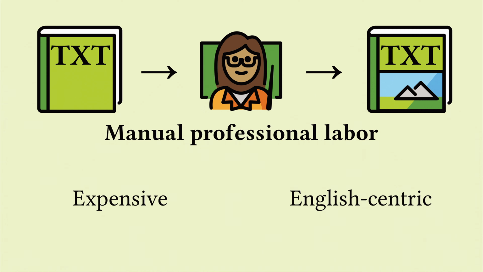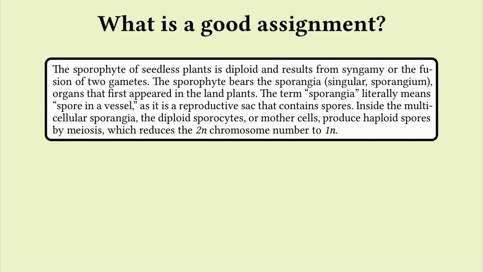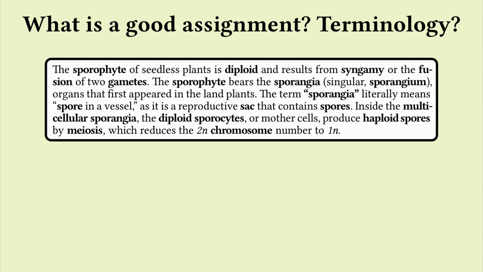In our work, we want to replace this manual labor with an automatic assignment. First, let's look into what good image assignment is. Our first guess might be that a good image covers all the terminology that appears in the text. However, in scientific texts, there are a lot of terms, and if an image would cover all of them, it would be a mess. Instead, textbook images usually cover new concepts.